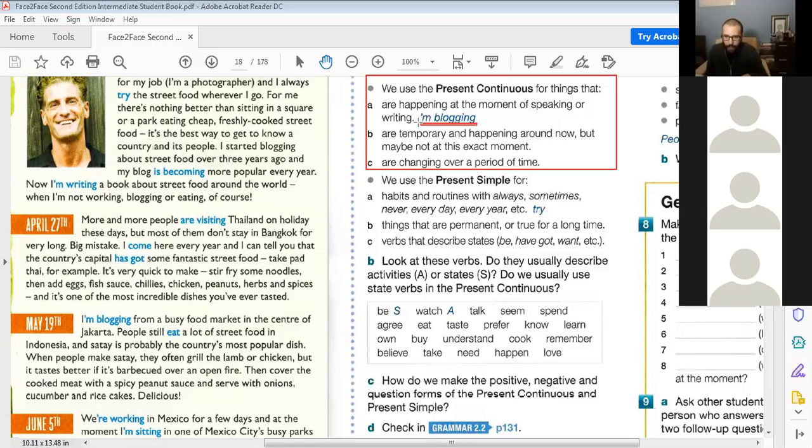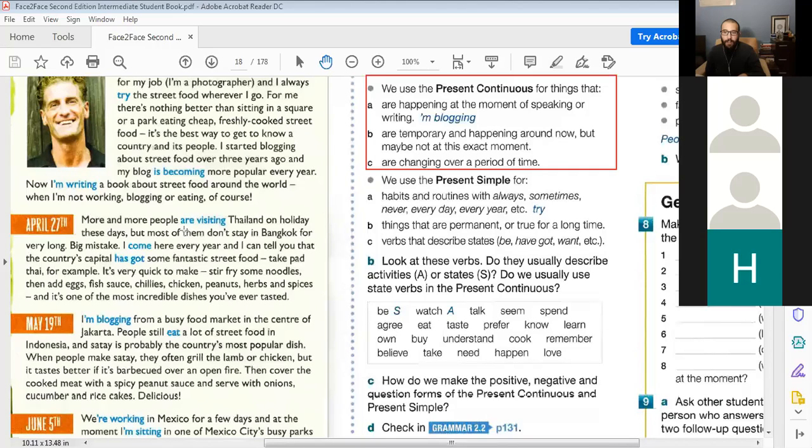I'm blogging. So I'm writing. What's the other one? I'm writing. Now I'm writing, I am writing, yes. No, I'm writing is temporary. It's happening around now. I'm sitting, I think. I'm sitting is the Yes.